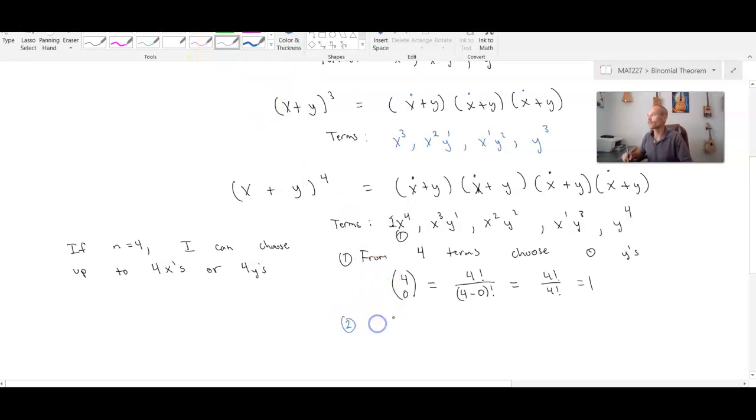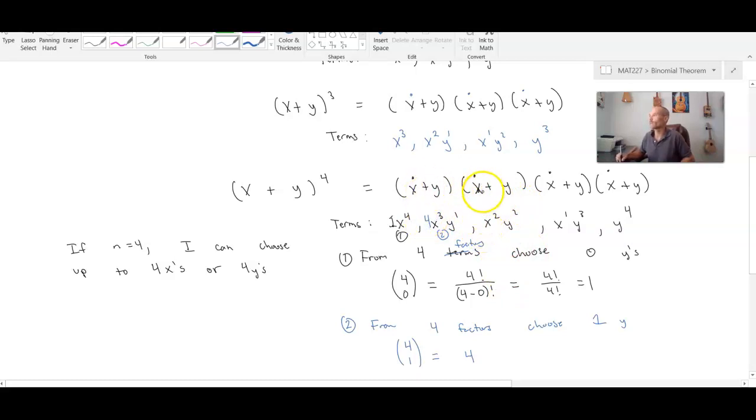I'm going to say, so this is going to be for the second term, from 4, or this shouldn't be terms, this should be factors. From 4 factors, choose, well, that has one y in it, so choose one y, which by default then means that the other 3 are going to be x's. So that's asking the question, how many ways are there to choose from 4 items exactly one of those places allocated to a y? Well, 4 choose 1 is 4, and so that tells me that there's going to be 4 ways I could get an x cubed y term.